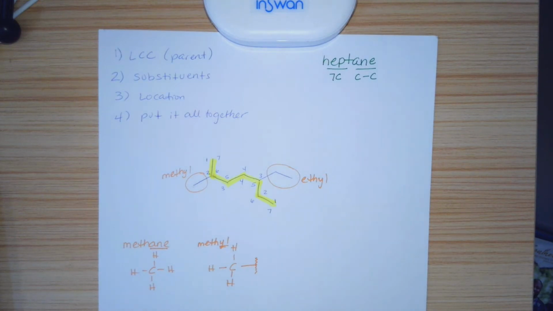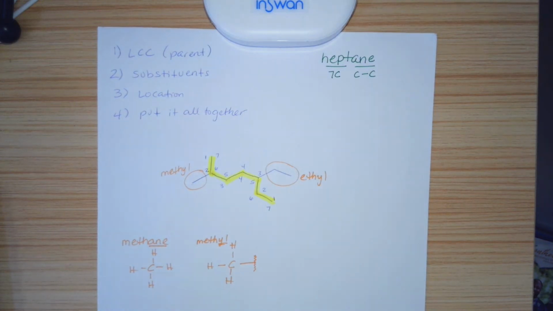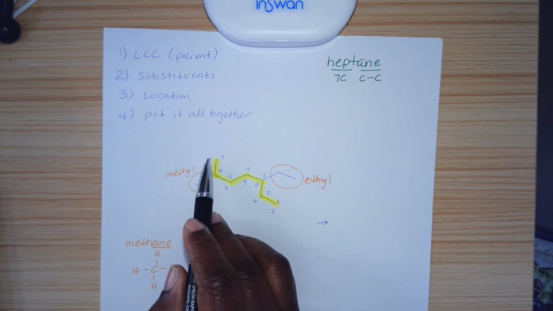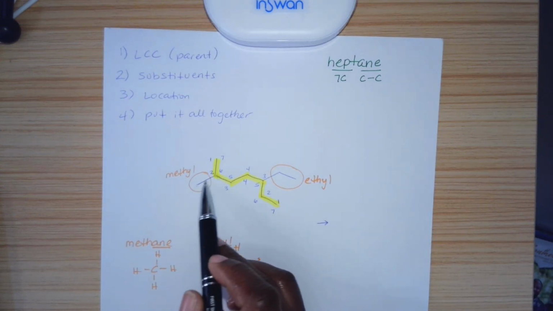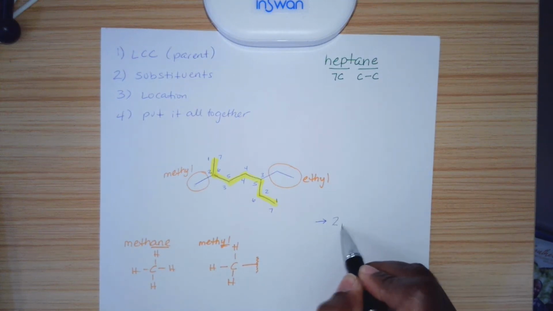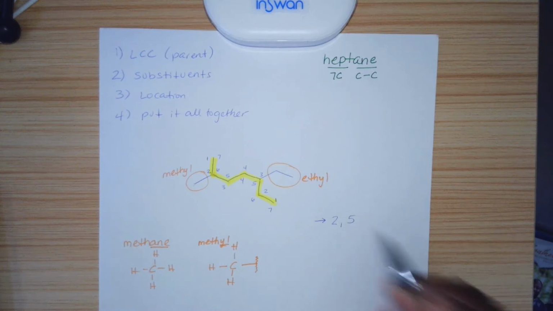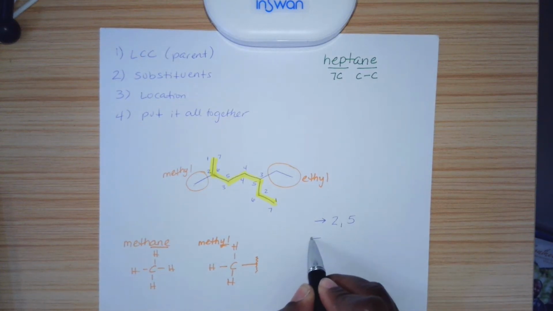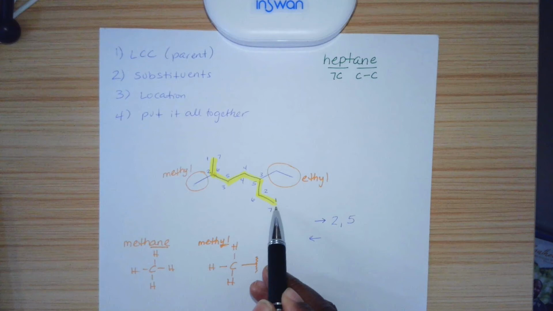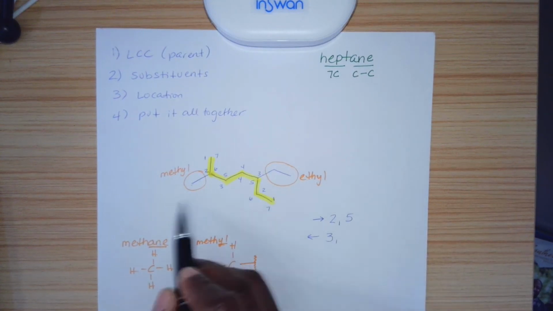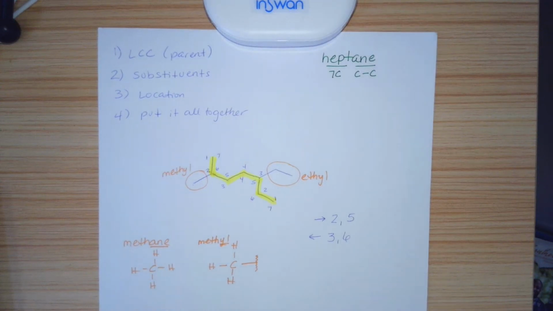When our parent chain was numbered, if we decided to number from left to right, starting here, this was carbon 1. This methyl group was located on carbon 2. We had 3, 4, 5 is where that ethyl group was located. But if we had numbered from right to left, we would have started on this end. Our ethyl group would have been located on carbon 3. And then our methyl group would have been located on carbon 6.